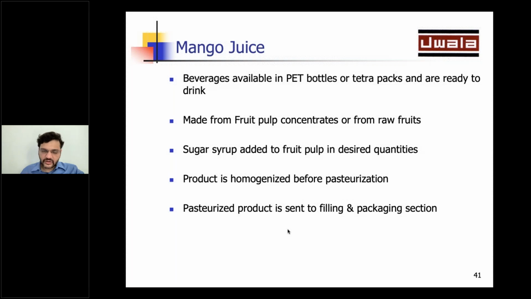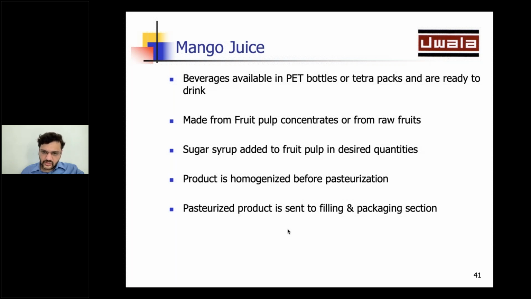So how do we prepare mango juice? Again, in this case, we use mango pulp as the base product. We had seen how mango pulp is processed. So mango pulp is used as the base product. In that mango pulp, we add sugar syrup, mix it thoroughly, then homogenize the product, pasteurize the product, and then take it for filling and packing. So there are just 5 steps.